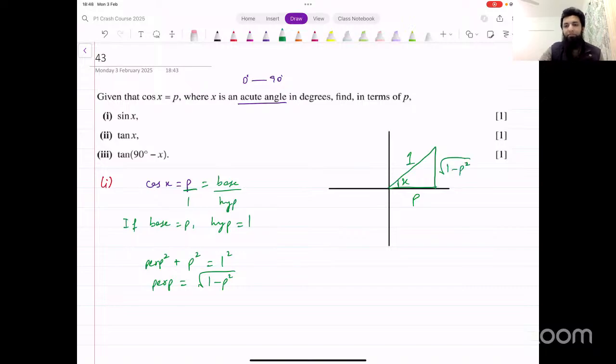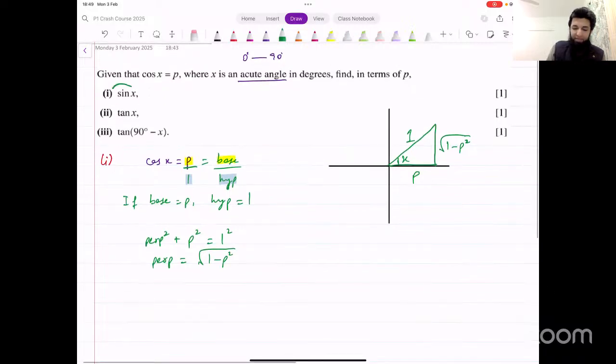No problems. Cos was equal to p. The definition of cos is base over hypotenuse. So we said the ratio of base and hypotenuse is p, which is the same thing as p over 1. So if base is p, then hypotenuse is 1. Using these two values, we can find perpendicular as well. So now we have this right angle triangle in the first quadrant, for which we can find sine, tan, and tan of 90 minus x now. How can we do that?